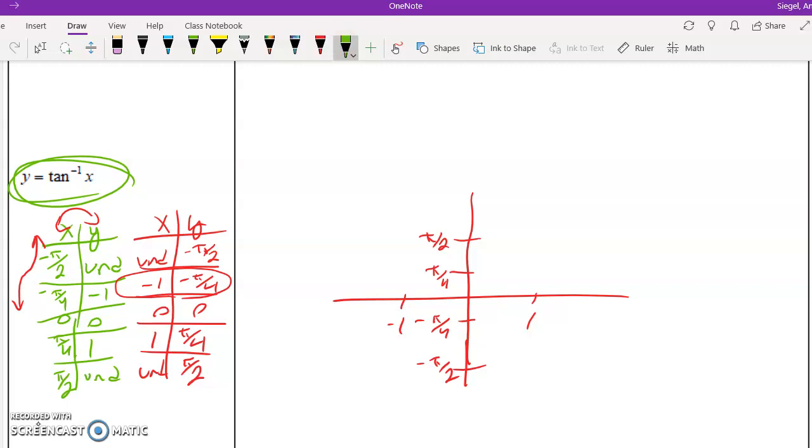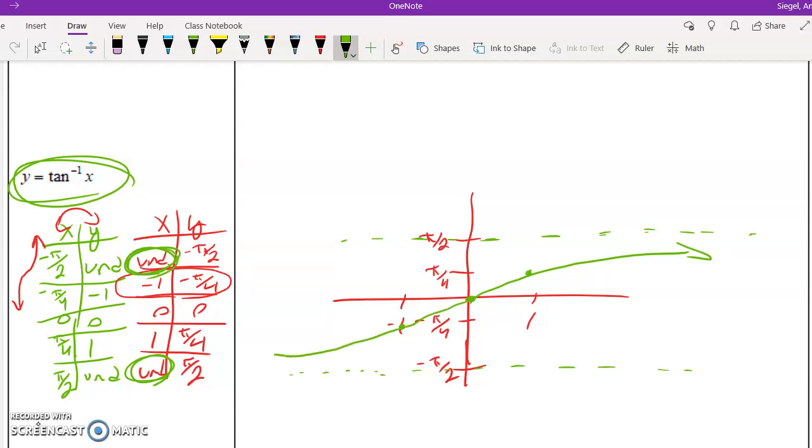Let me do this in a different color. Sorry, it's going to be right in between there. 0, 0, and then 1, pi over 4. So it looks like that. If you'll recall, this is going to go towards this asymptote here. That's where that undefined is coming from. And this negative pi over 2, that's coming from that undefined. And so what happens is it goes through that. And again, it looks very similar to that cube root function.